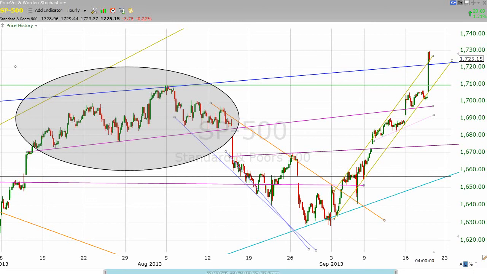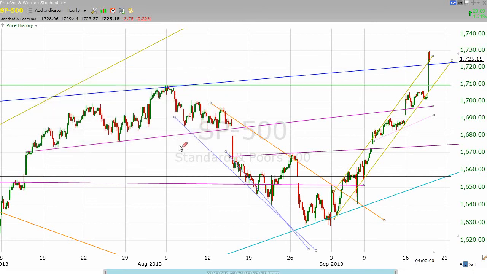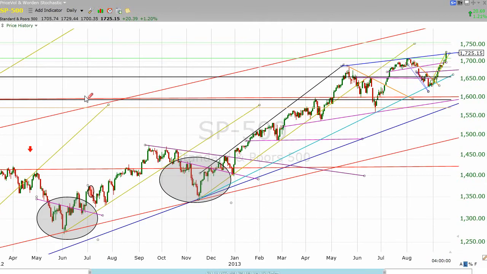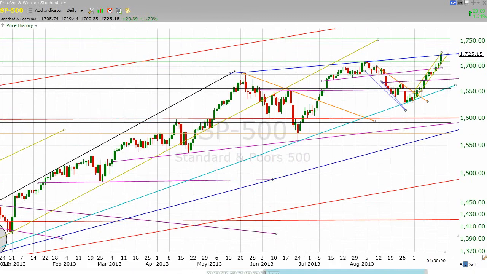Something else interesting happened today. You'll look at this blue line. And to remind you, let's just go to a daily chart for this blue line.